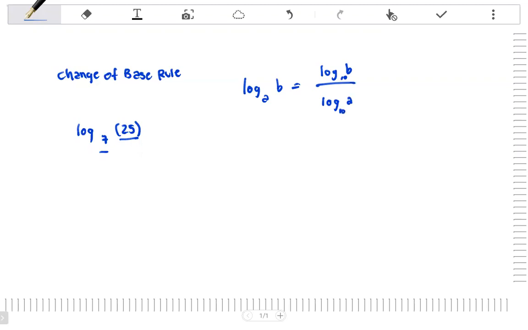In other words, you can take this b and this a and split it so that it's log b over log a. So if we rewrite this whole problem, we can rewrite it as log 25 over log 7. It's the same exact problem. Now we can put it in the calculator, right? Because these are all base 10.